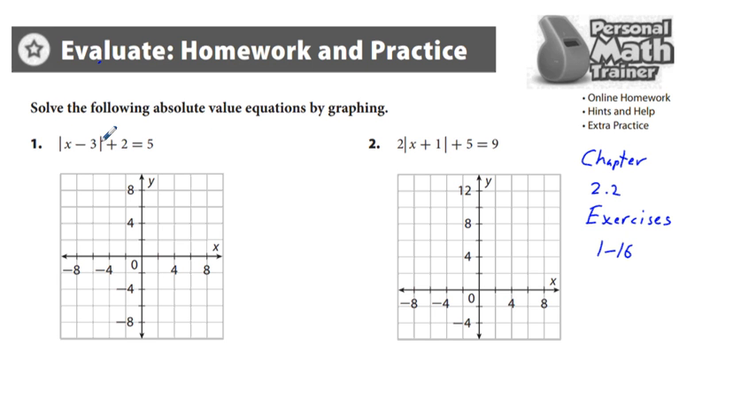And here we have the absolute value of quantity x minus 3, plus 2, equals 5. And so we're going to graph each side without a calculator, and I'm going to show with a calculator.